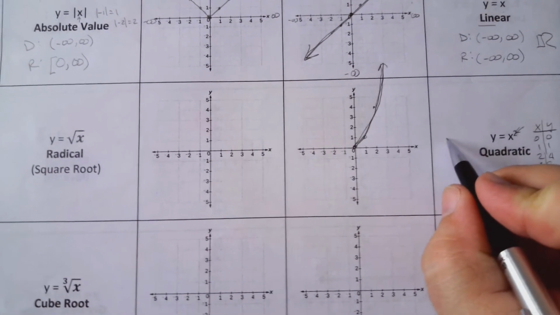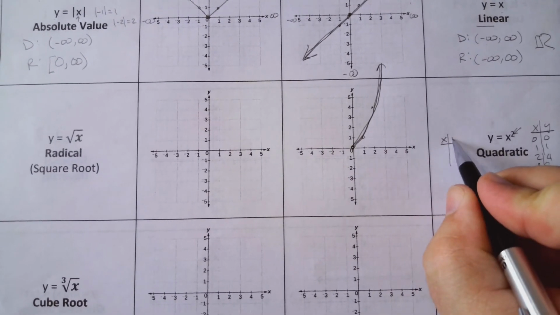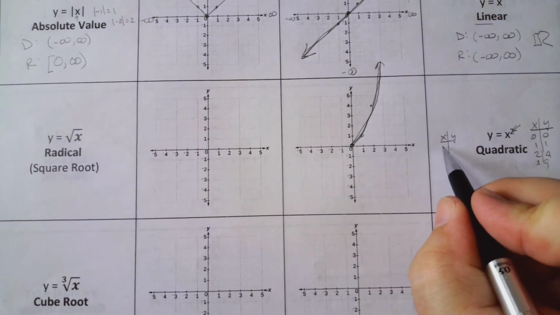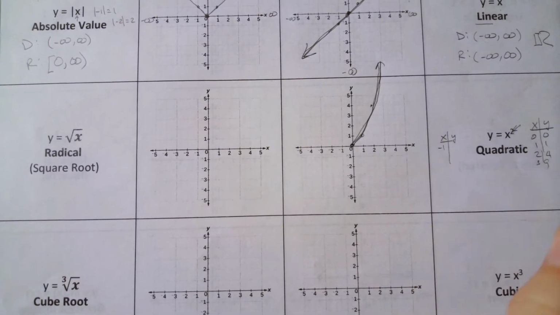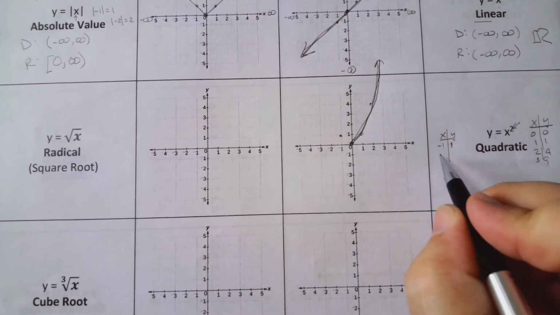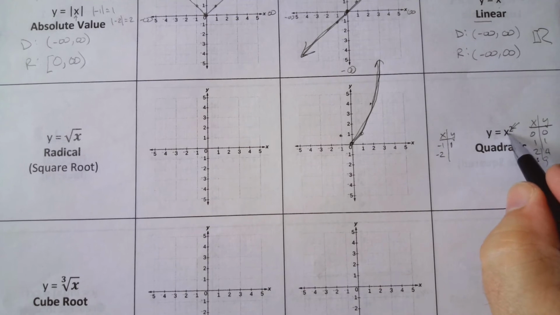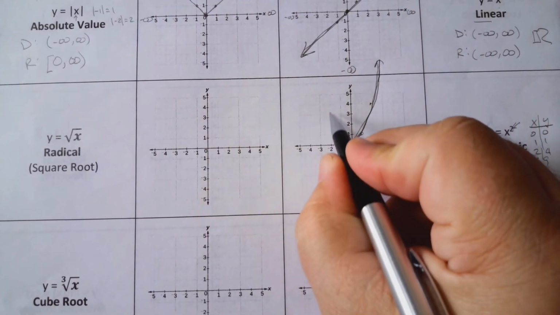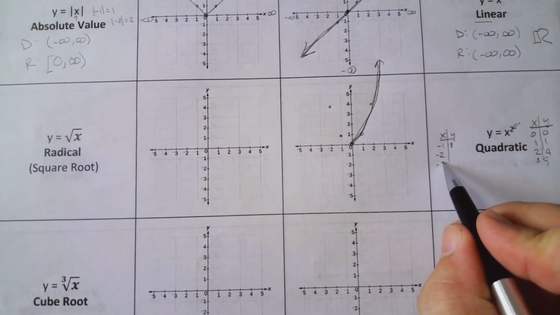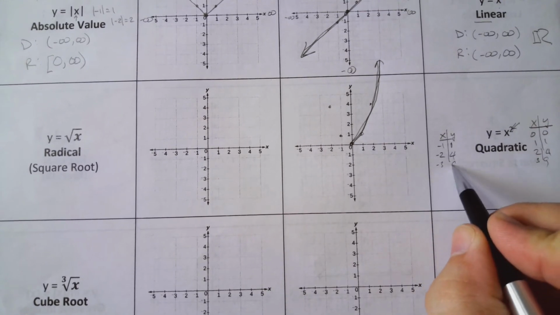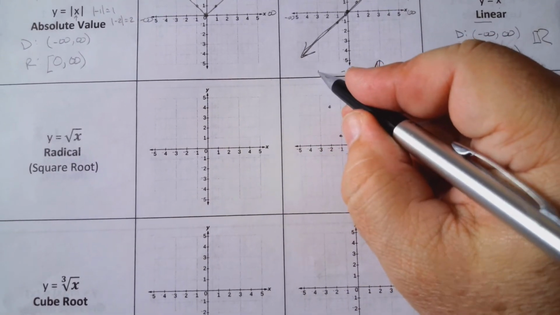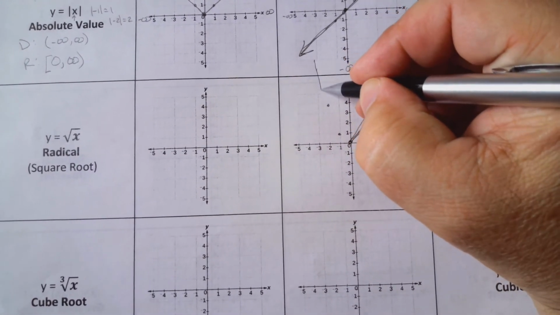Likewise now in the negatives. When you square something, negative 1. Negative 1 times negative 1 is positive 1. Negative 2. Negative 2 times negative 2 is positive 4. Negative 3. Negative 3 times negative 3 is positive 9. So this side is a curve also.